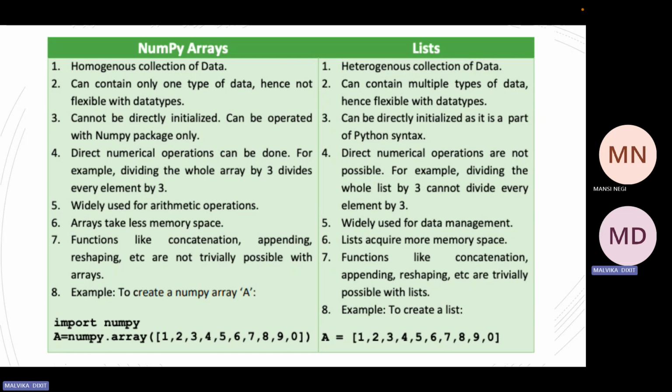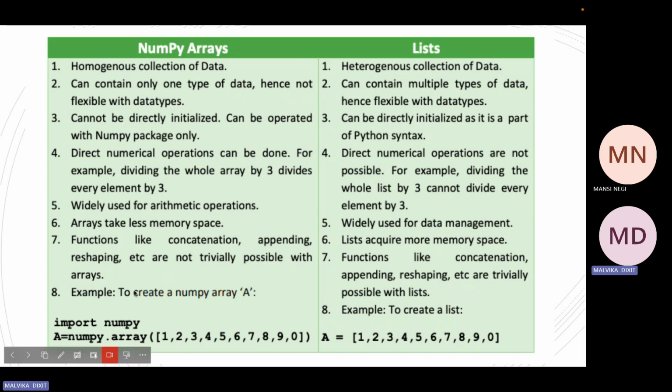Next is the wide use of arithmetic operations. Here it is widely used as a data management tool. Next, arrays take less memory space, while a list requires more space. Concatenation means adding two arrays, appending, reshaping, etc., which are not trivially possible in arrays. Yes, the append function and similar functions are not allowed in the NumPy array, but in the list it is allowed.